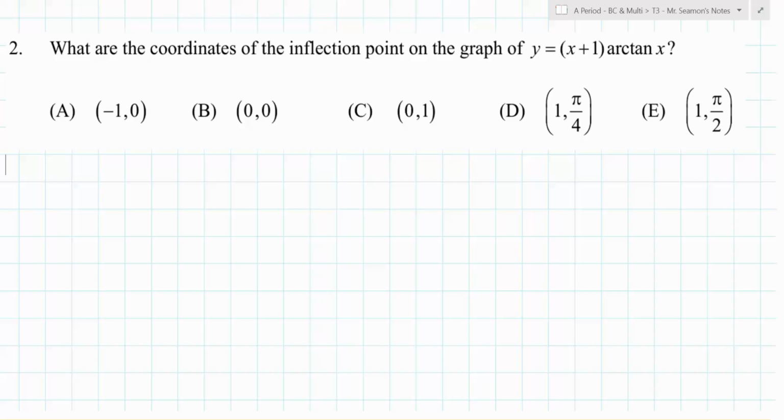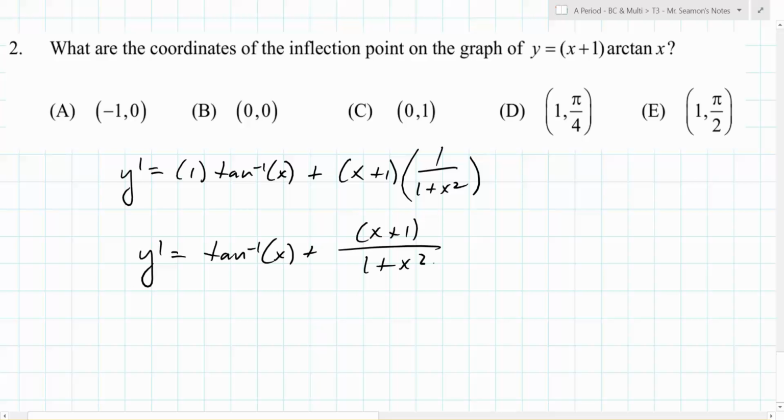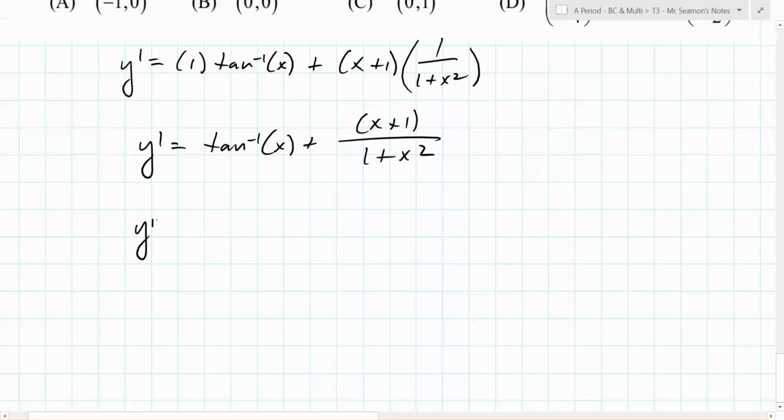So if we do the first derivative, do you want to multiply this out before or after you do the derivative? Plus the first, what's the derivative of arctan? Correct. So let's clean this up a little bit. So y prime is equal to tan inverse of x plus 1 over 1 plus x squared. So what's y double prime going to be?